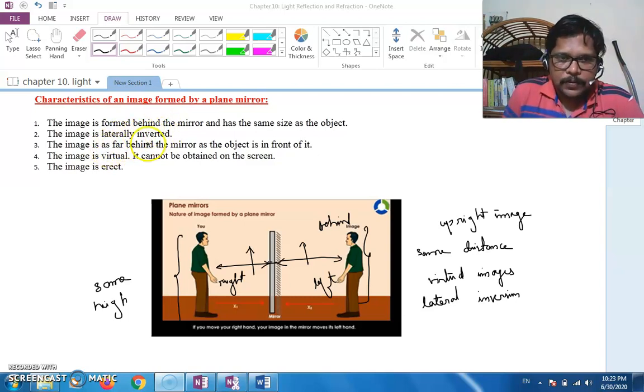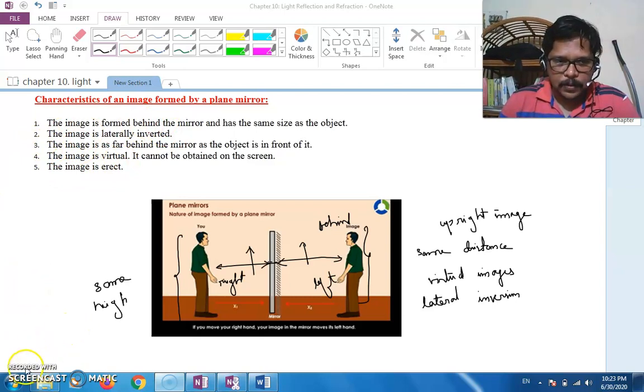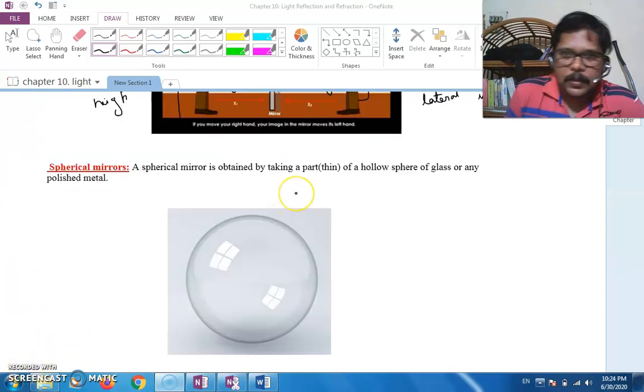So the image is as far behind the mirror as the object is in front of it. Next, it is virtual and cannot be obtained on a screen. Then the image is erect, so it's always erect or upright. Both are correct.